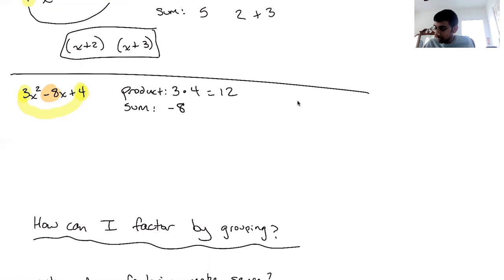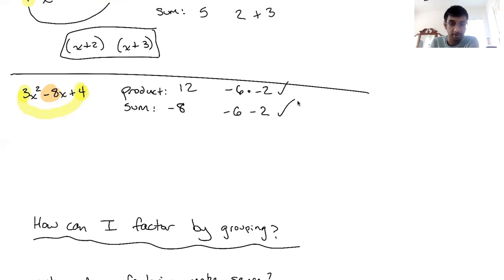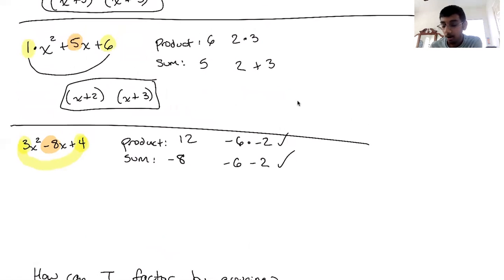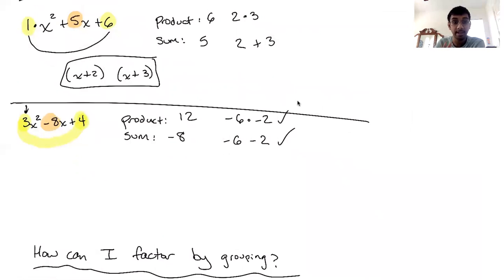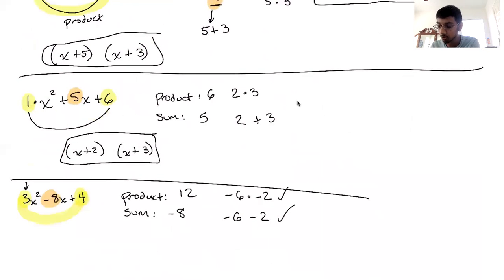So again, the product would be -6 times -2, which works out, and then -6 minus 2, sorry, -6 plus -2, which also works out. So from there, how do we do it? Because it's a bit different now, because we have the number 3 in front of the x squared. So we can't just write it into this form we did right here, where I can just plug in x plus 2, x plus 3. It's more challenging now because we have this number in front of the x squared, which changes everything.